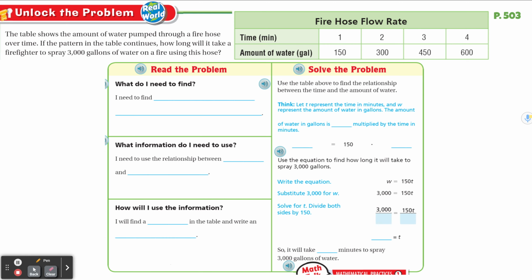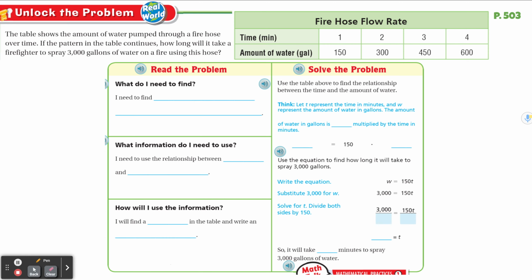We're going to start with this unlock the problem. And the problem says the table shows the amount of water pumped through a fire hose over time. If the pattern in the table continues, how long will it take a firefighter to spray 3,000 gallons of water on the fire using this hose? So if we look in the table, it says 1 minute is 150 gallons of water. In 2 minutes, it will spray 300 gallons of water. 3 minutes is 450 gallons of water, and 4 minutes is 600 gallons of water.